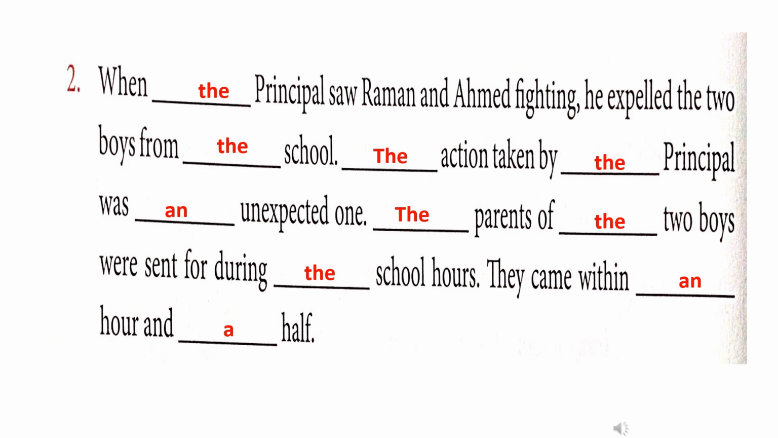Second, when the principal saw Raman and Ahmad fighting, he expelled the two boys from the school. The action taken by the principal was an unexpected one. The parents of the two boys were sent for during the school hours. They came within an hour and a half.